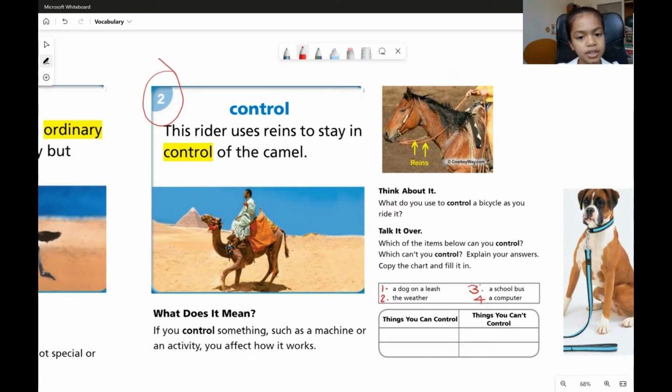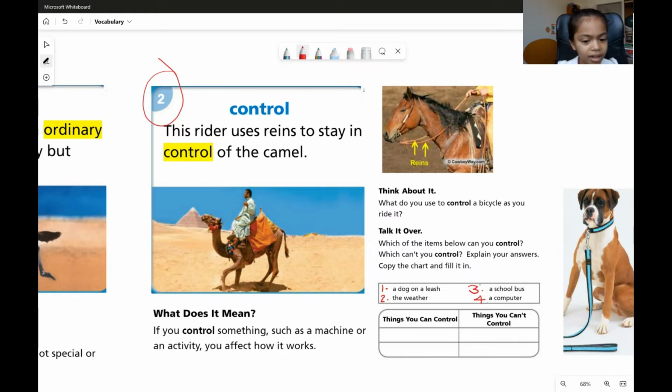This rider uses reins to stay in control of the camel. So, right now, just imagine if the camel is not in control of the rider, then the camel will do anything it wants. Oh, I'm so stressed. I don't know. I want to sleep. I don't want to walk. I want to run. Whatever it wants to do. And then the rider will be in trouble.